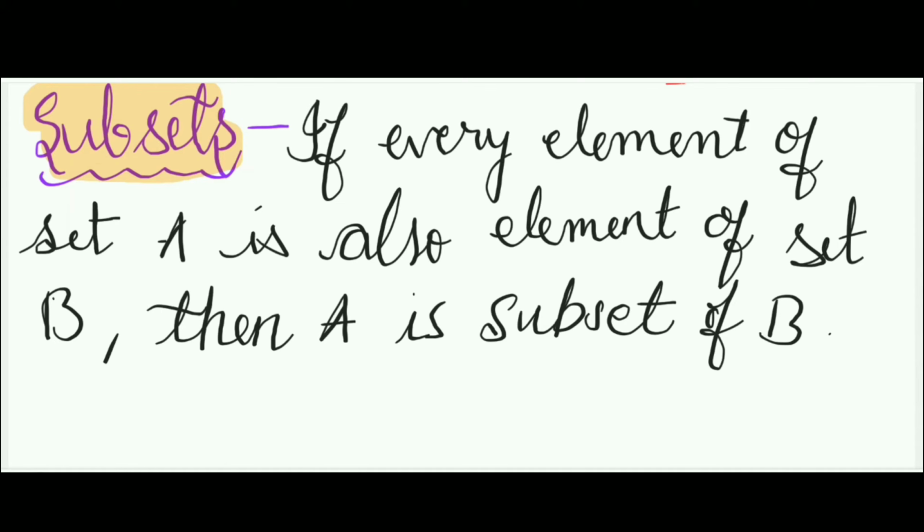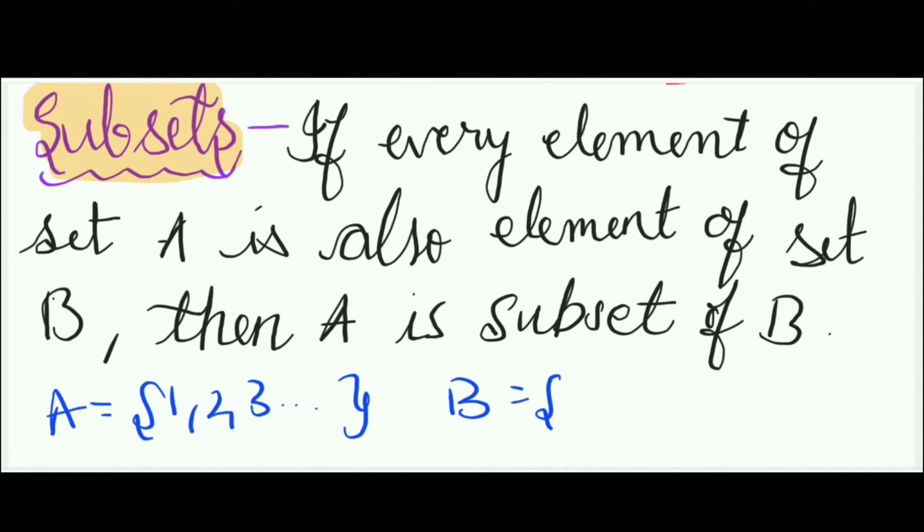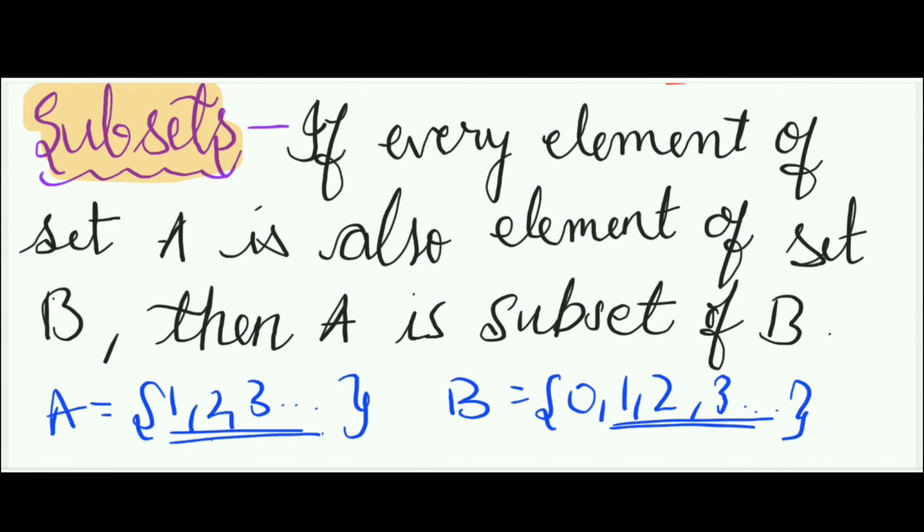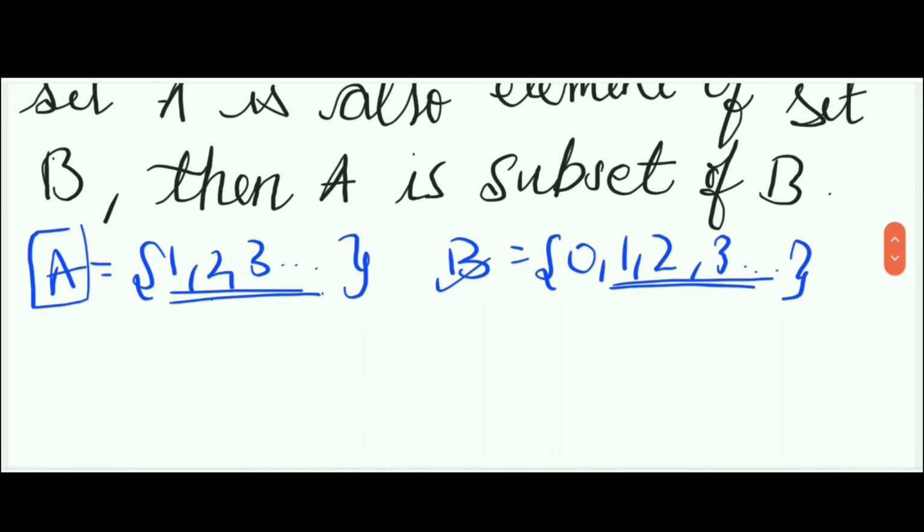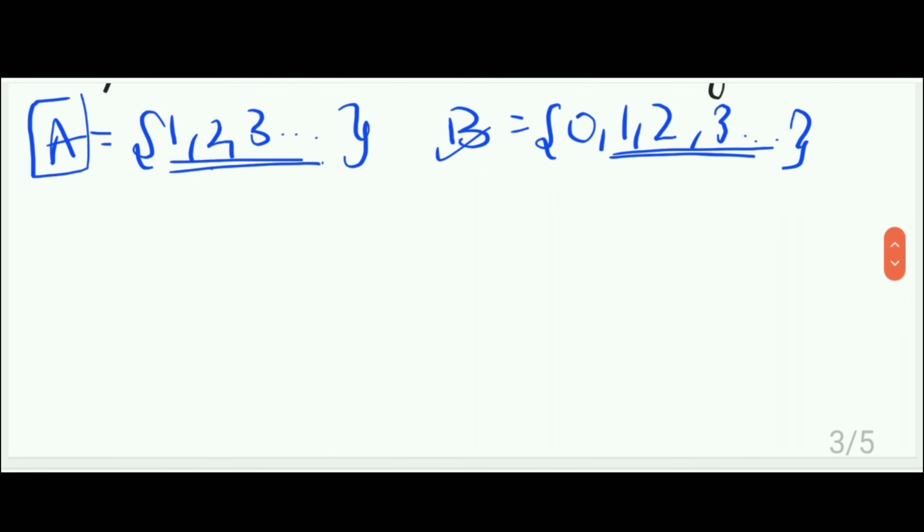So A is equal to the set of 1, 2, 3, and so on, and B is equal to 0, 1, 2, 3, 4, and so on. So here you can see that 1 to infinity is present in both the sets. So in that case, A will be a subset of B. Okay, now I hope you understood better. Now let me show you how to represent it. We will see how to represent that it is a subset.